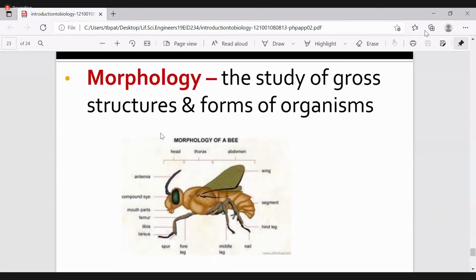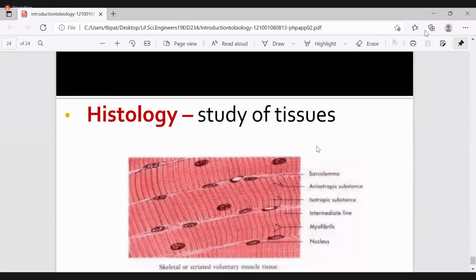Next is morphology, the study of the gross structure and forms of organisms. This total morphological structure is nothing but the external structure of organisms. If any organism is studied externally, it is morphology. Next, the final one is histology, the study of tissues.